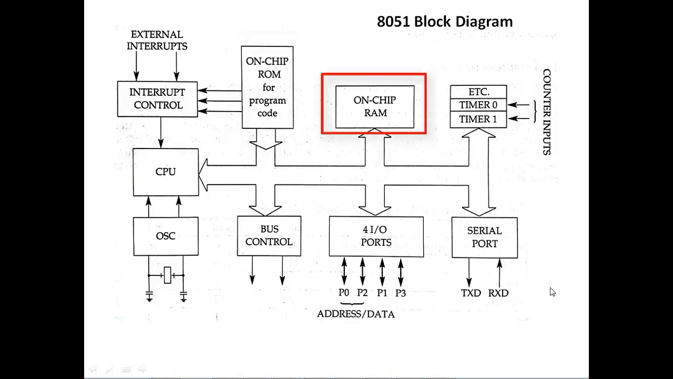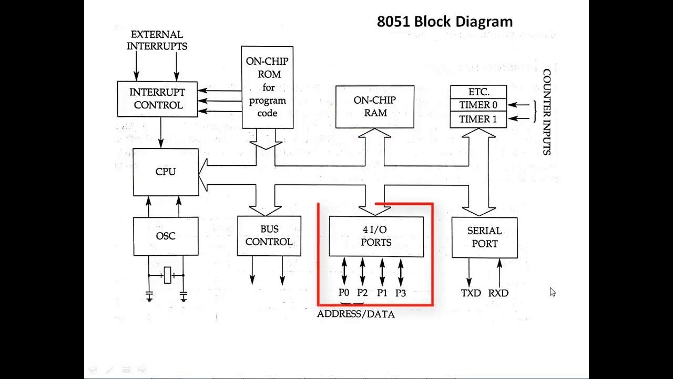Data memory, also known as random access memory or RAM, is responsible for storing the values of variables, temporary data, and immediate results for the proper operation of the microcontroller. RAM is a volatile memory and is generally organized as registers and user accessible memory locations.